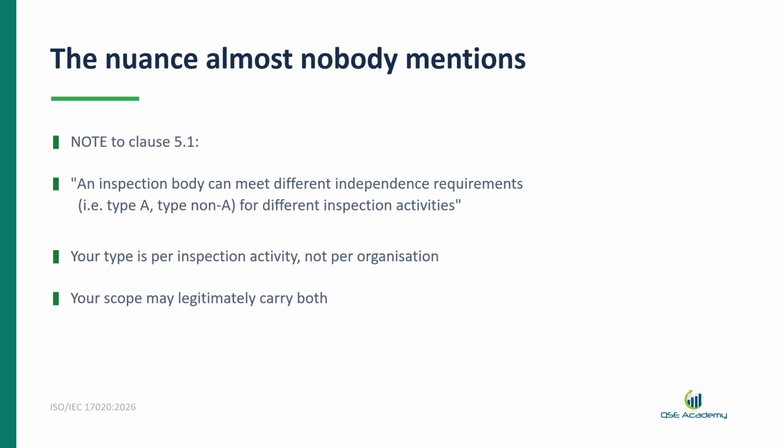Now, here is the part I almost never see covered, and it is sitting right there in a note under Clause 5.1. The note says an inspection body can meet different independence requirements, type A and type non-A, for different inspection activities. Read that again because it changes how you write your scope. Your type is not a single label stamped on your organization. It attaches to the inspection activity. You can genuinely be type A for one activity and type non-A for another, within the same body, on the same certificate. I know quite a few inspection bodies who have been forcing themselves into one box for years, taking commercial decisions they did not need to take.